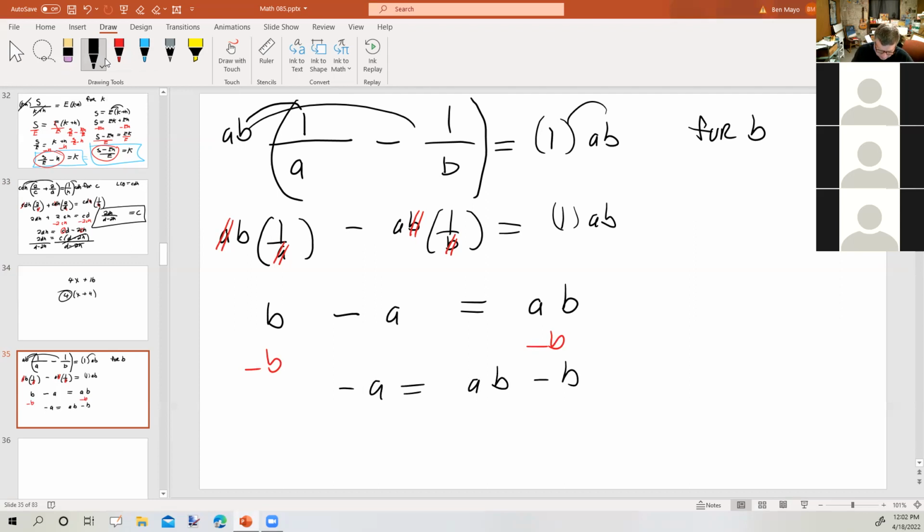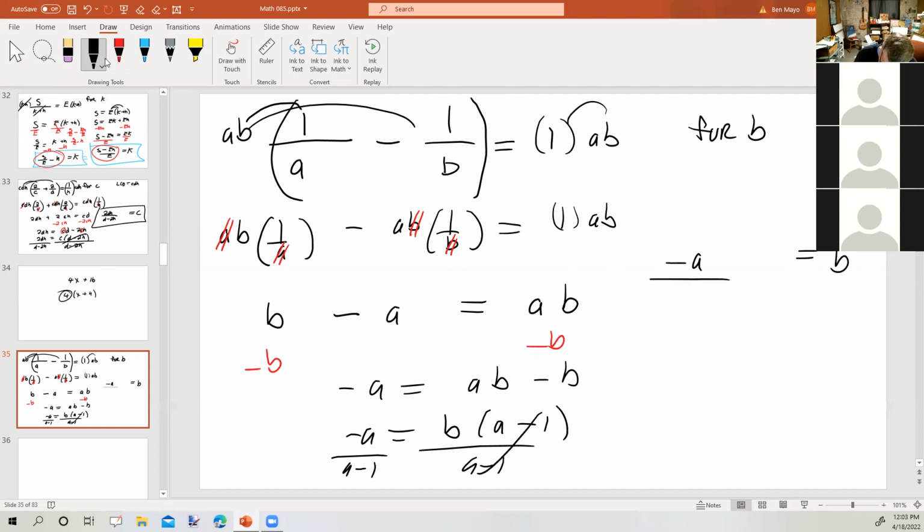Okay. I'm going to factor a B out of the right-hand side. Then I'm going to divide both sides by that A minus 1. So B equals negative A over A minus 1.